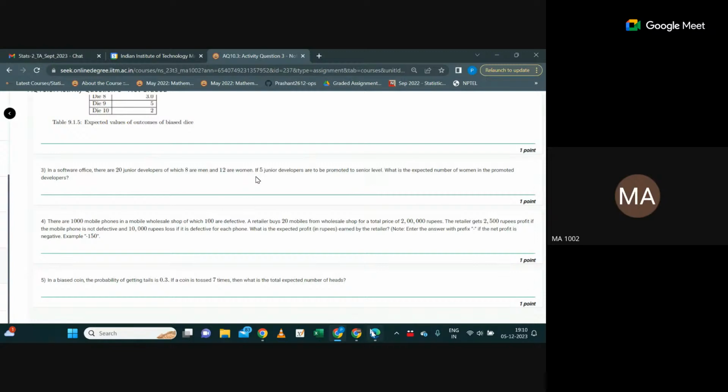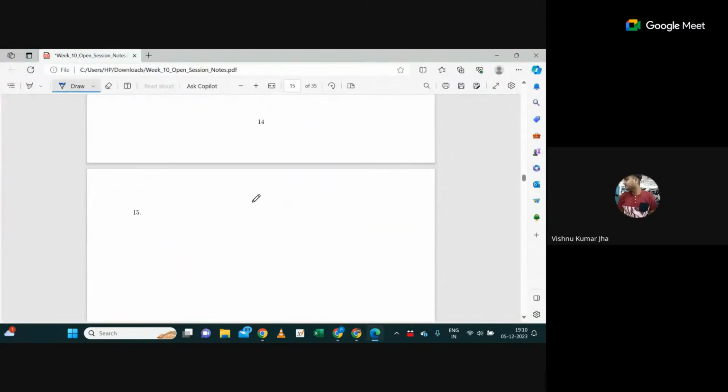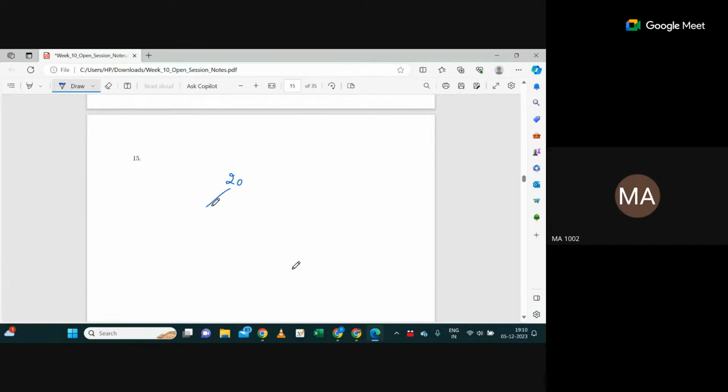Okay, there are 20 junior developers, right? There are 20, out of which 8 are men and the remaining 12 are women. Actually, this is based on hypergeometric, so we will discuss the hypergeometric details in the next lecture next week. But we can do the same thing without hypergeometric. I will tell you how.